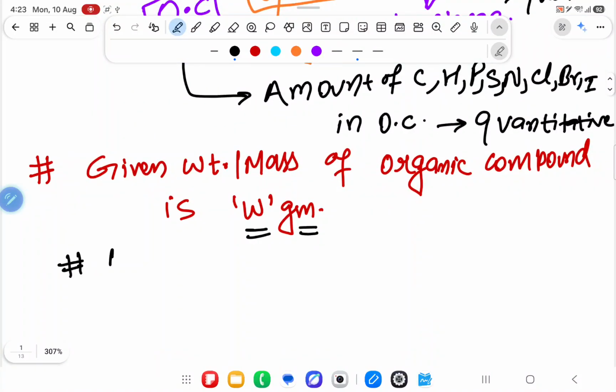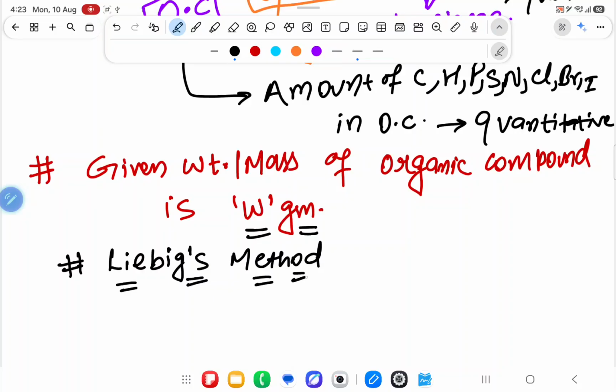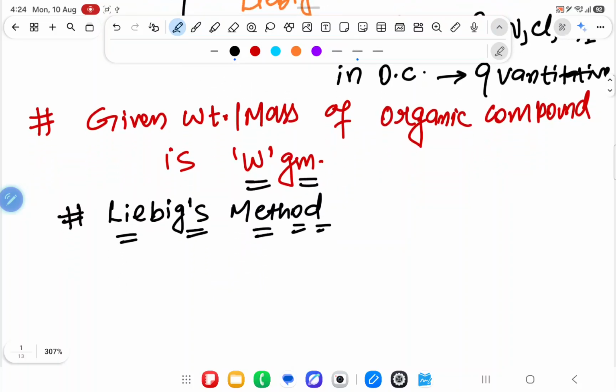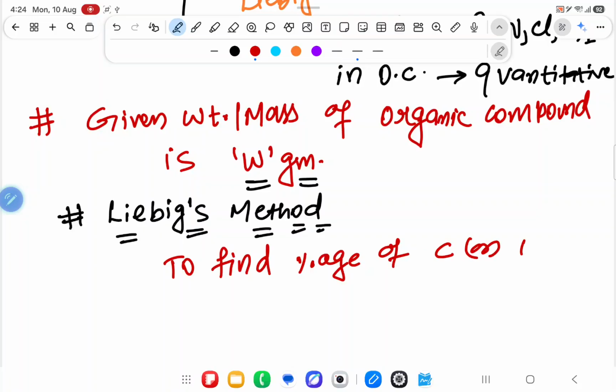First method is the Liebig method. Liebig method is used to detect in qualitative analysis whether carbon and hydrogen are present or not. And that is also used to find the percentage of carbon or hydrogen in organic compound.